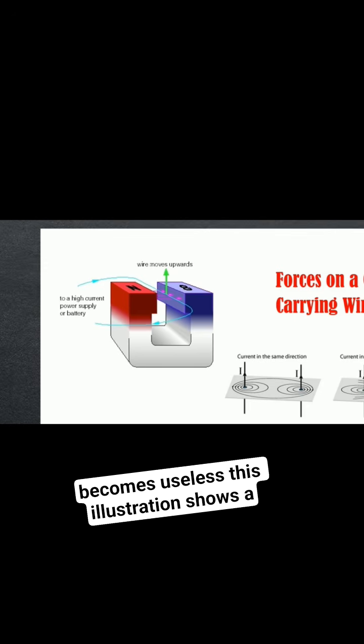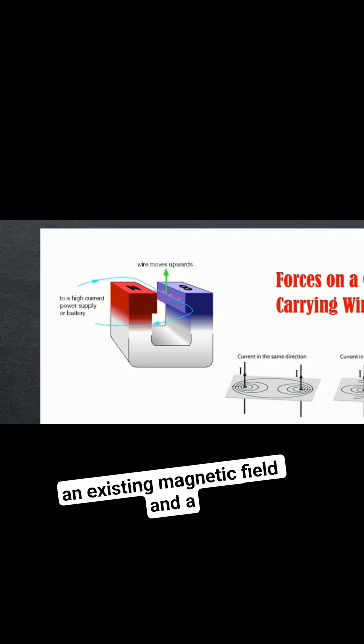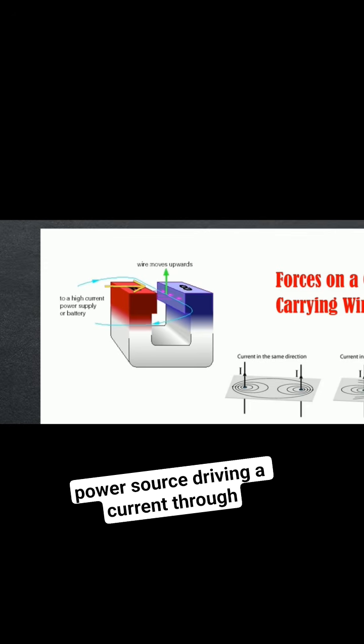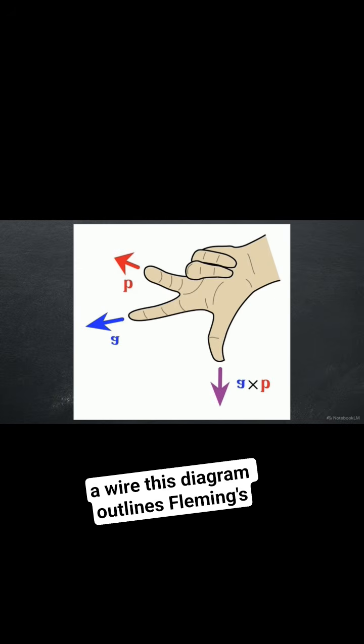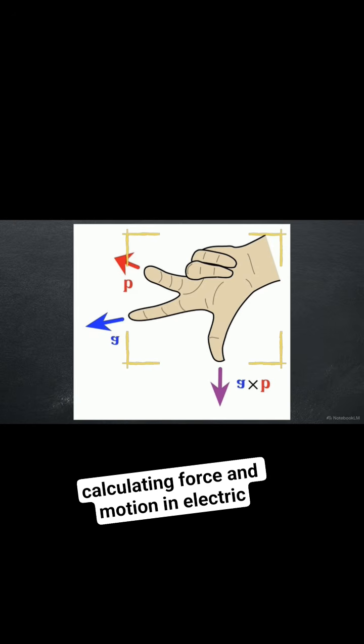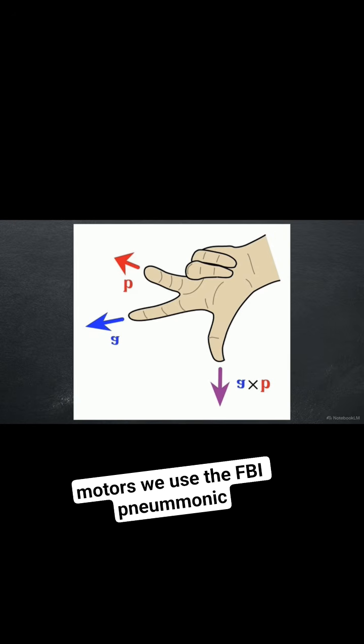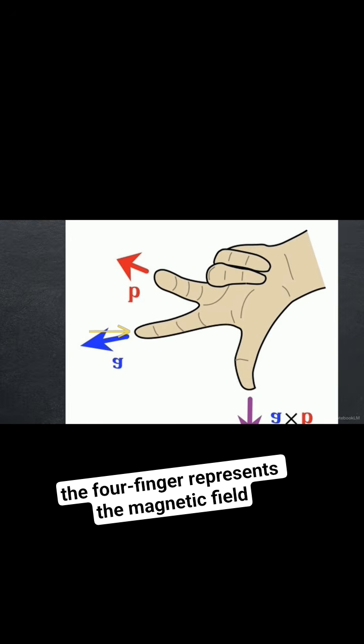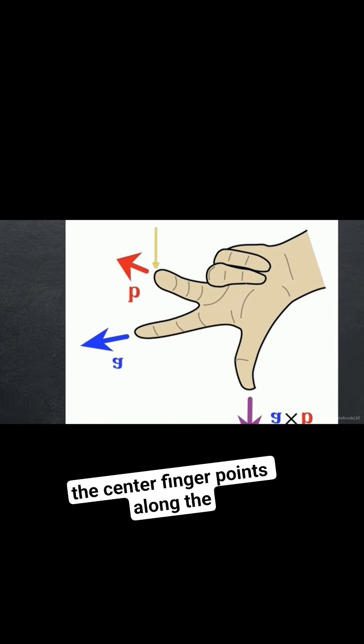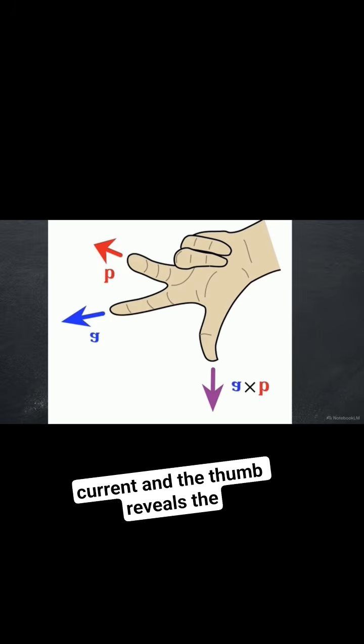This illustration shows a classic motor scenario, where you have an existing magnetic field and a power source driving a current through a wire. This diagram outlines Fleming's left-hand rule, the tool for calculating force and motion in electric motors. We use the FBI mnemonic. The forefinger represents the magnetic field, the center finger points along the current, and the thumb reveals the resulting force.